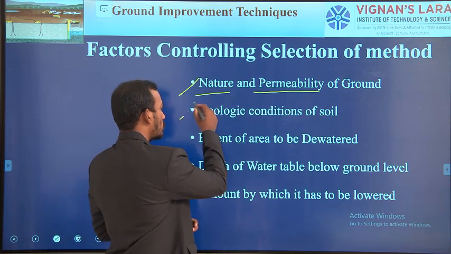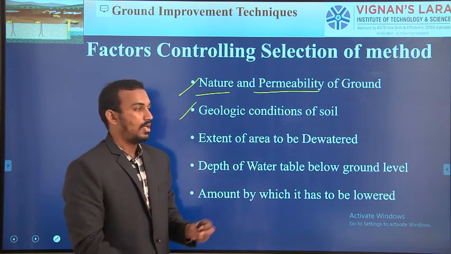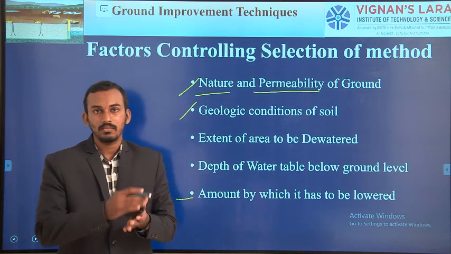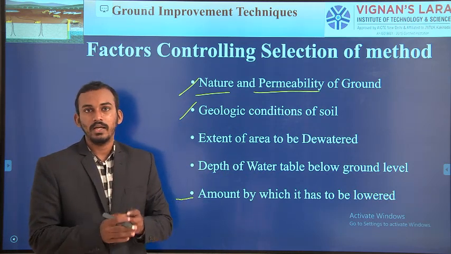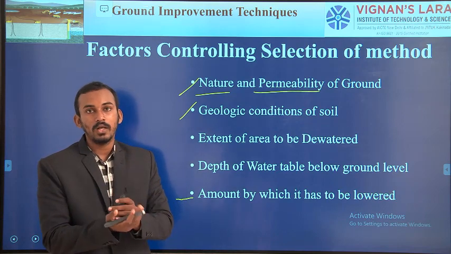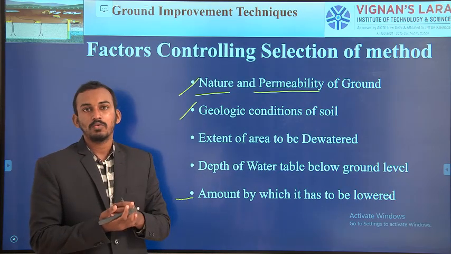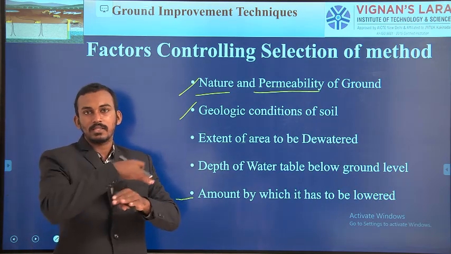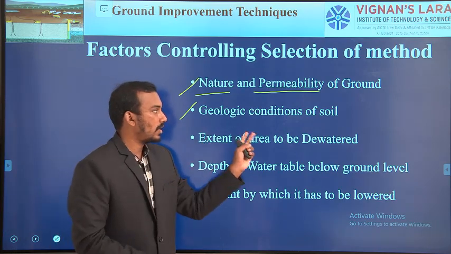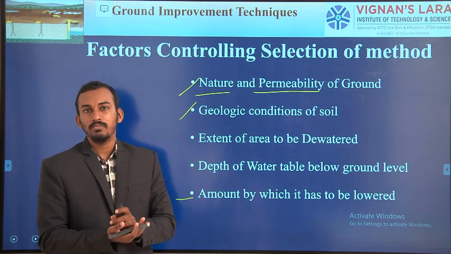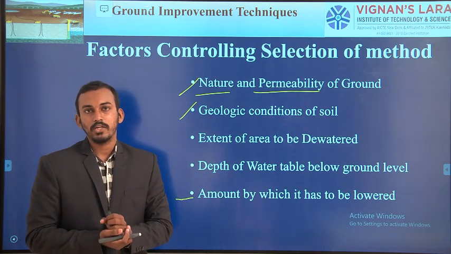And the second one is geological conditions of soil. Geological conditions means nothing but topography, that is slope. For example, our site is situated at a very low level when compared to the surroundings. So what happens? All the water from the surroundings gets stagnated in our site. So based on the geological conditions of soil, we can estimate what quantity of water we need to remove.